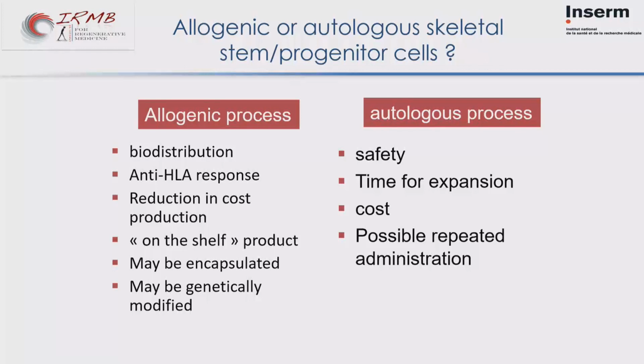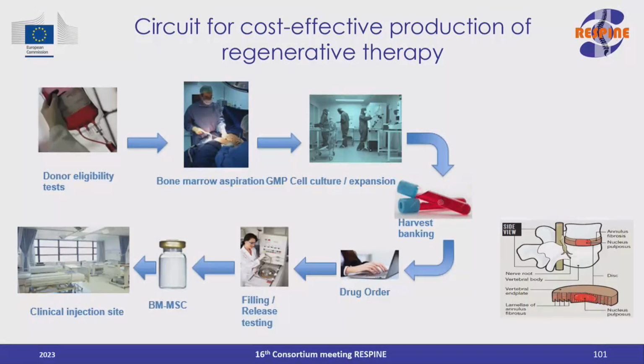Very briefly, we have to organize either the bone marrow or the fat tissue aspiration, and then you go to a GMP facility, you expand the cells, and you can cryopreserve the cells, and when you need them, you have access to the cell product.